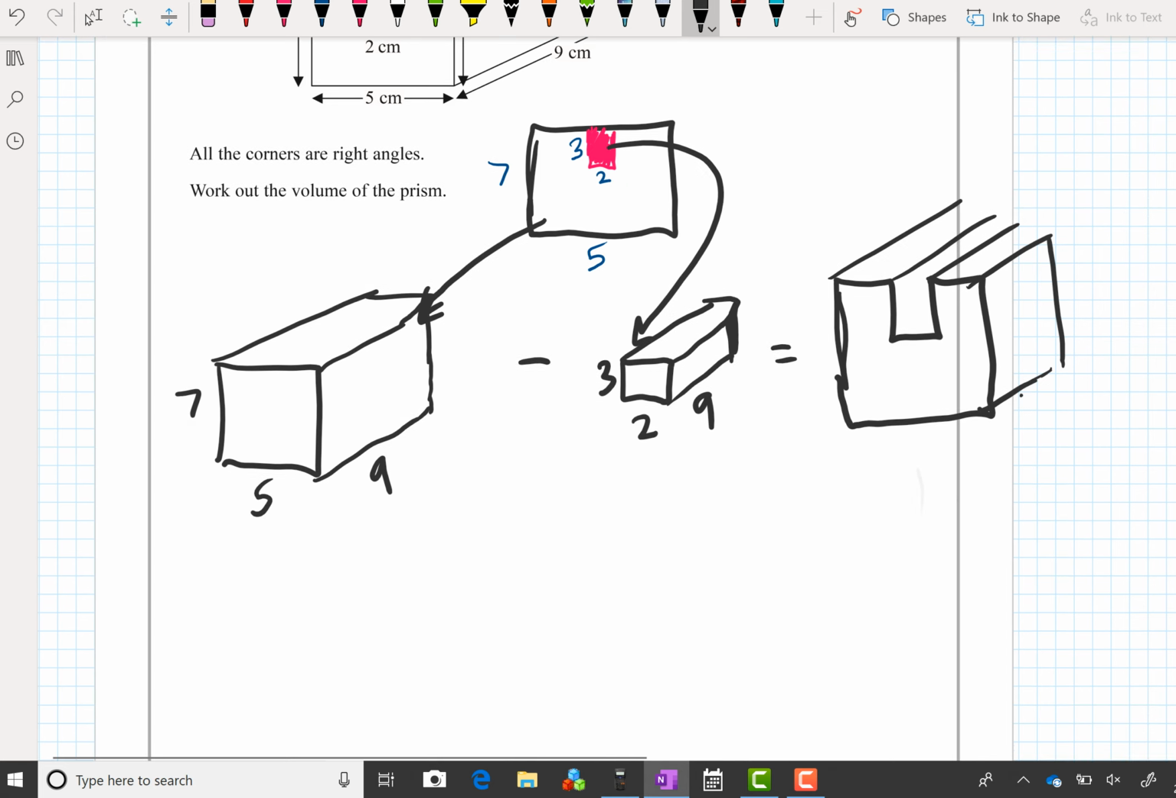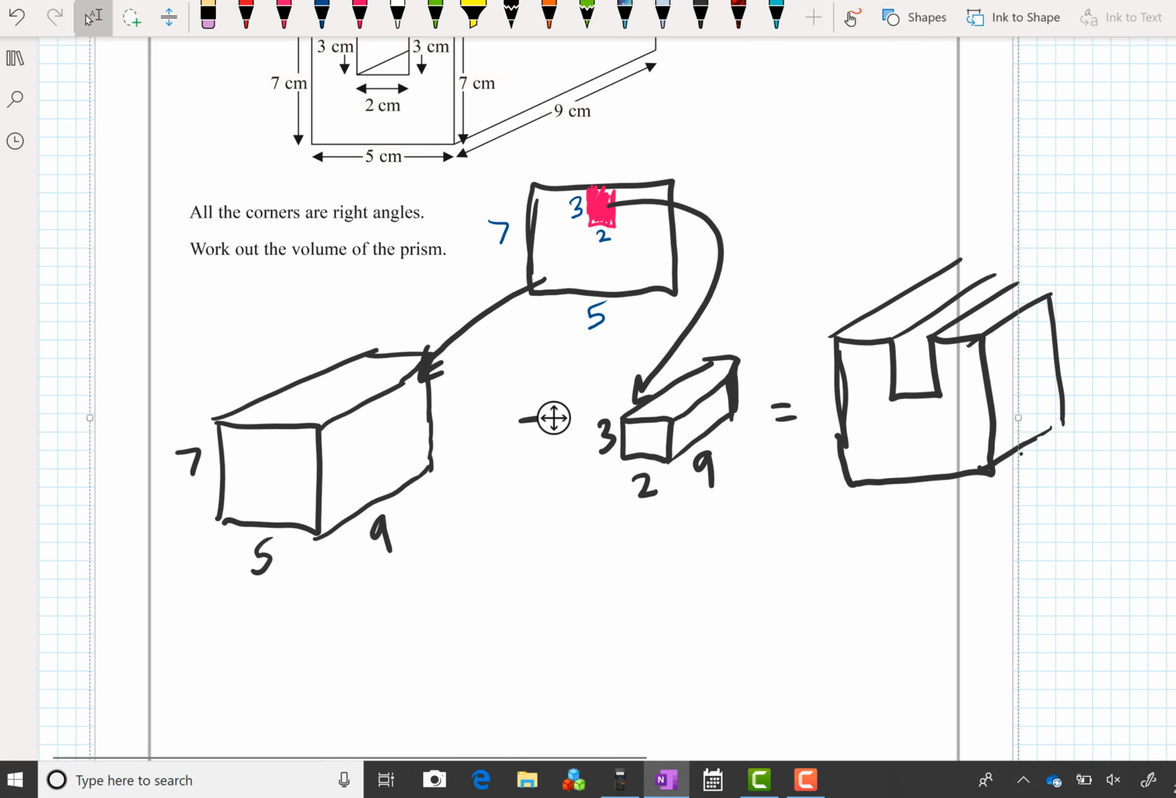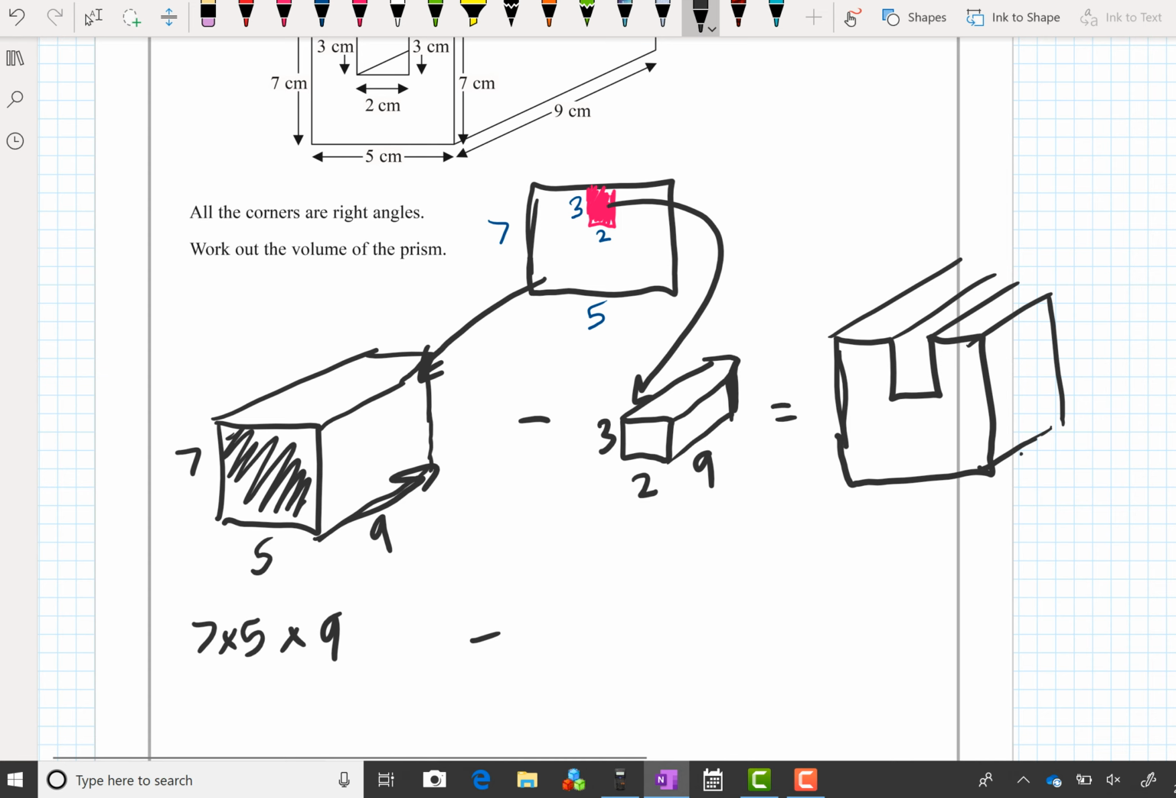It says on the formula page, work out the area of the cross section, which is the front of the shape, and then times it by the stretch, or the depth. So the area of this front shape, this is simply a rectangle, 7 times 5, and then times it by this stretch, which is 9. That's the volume of that shape. This one here, work out the area of this rectangle. We need to do 3 times 2, and times it by the stretch, or the depth, and that will give us what we're after.